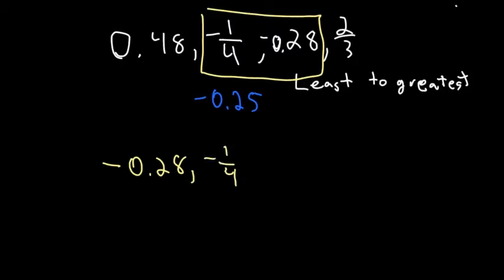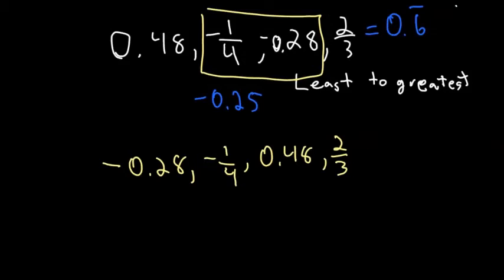Now I look at my other two. I have 48 hundredths and 2/3. Well, 2/3 is a benchmark fraction related to 1/3, and 1/3 is 3/10 repeating, so that would equal 6/10 repeating. Well, 6/10 is bigger than 4/10, so that means it's greater. So my next number would be the 48 hundredths, and then the 2/3.